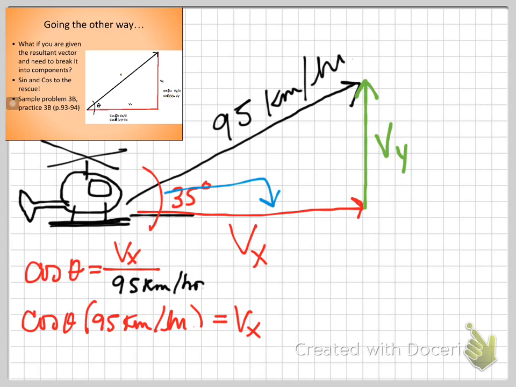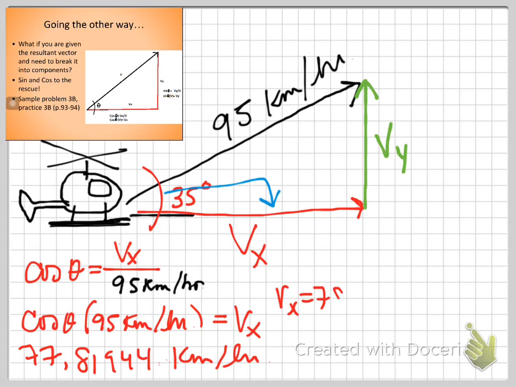Who's got a raw number? Yes. 77.81944, etc. What are my units? Kilometers per hour. And we don't have any need here to change the units because we're just looking for component velocities. Km per hour. And my final sig figged answer would be 78. Yes. So v sub x equals 78 km per hour.